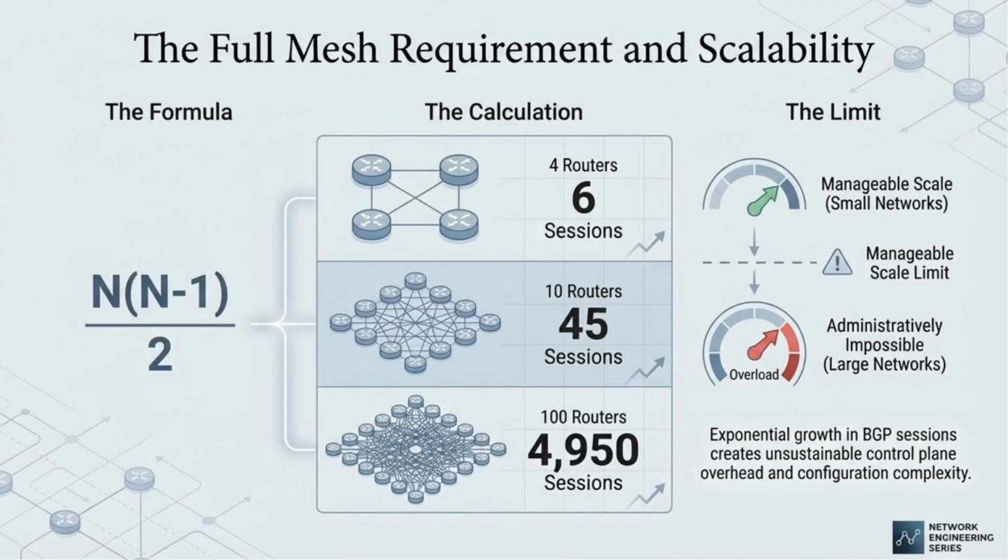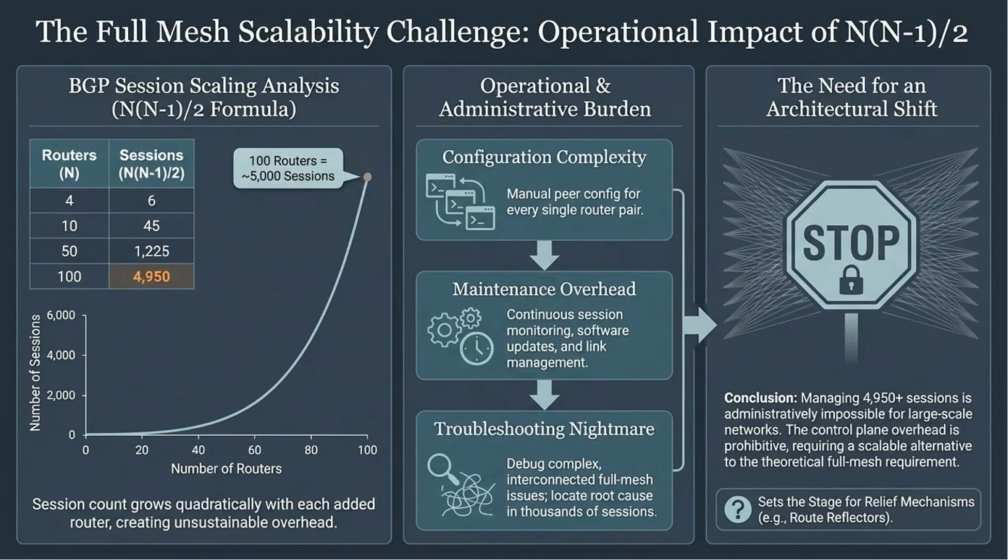The formula for a full mesh is n times (n-1) divided by 2. If you have 4 routers, that's 6 connections, manageable. If you have 10 routers, that's 45 connections. If you have 100 routers, that is 4,950 BGP sessions. That is administratively impossible.